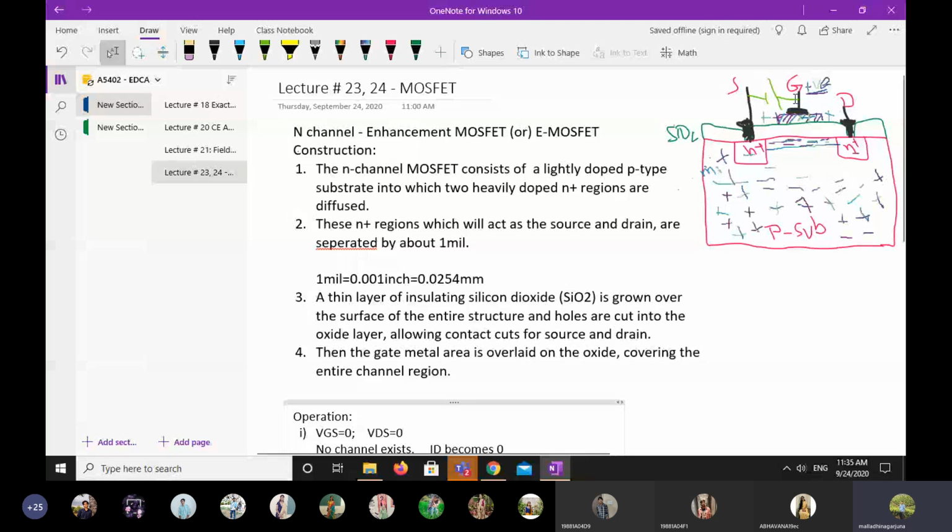Okay, in the enhancement MOSFET, the gate is always positive. If you apply a negative voltage, the channel will not be created, so the ID current becomes 0. So the gate voltage is always positive for n channel E MOSFET. For P channel enhancement MOSFET, what will be the gate voltage? Negative.